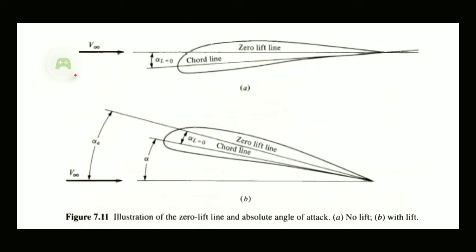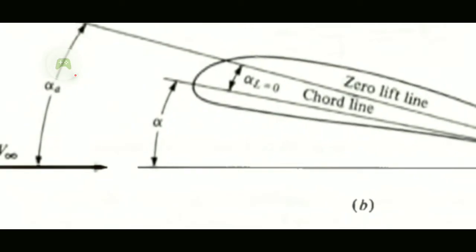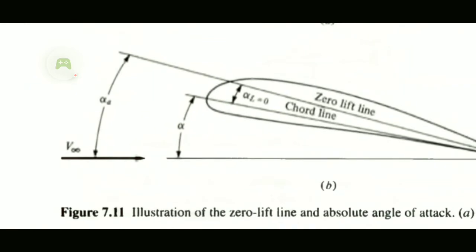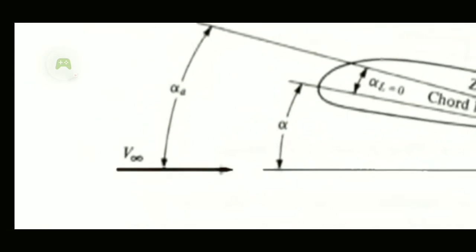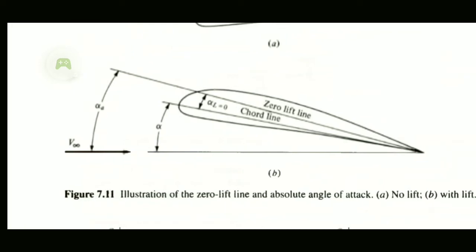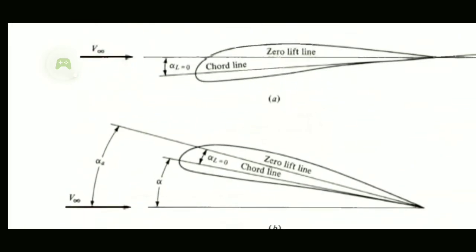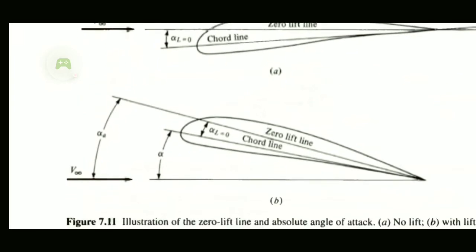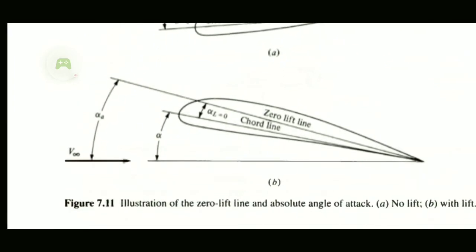So for the same airfoil below, which is now inclined at angle of attack alpha, this angle of attack alpha is the geometric angle of attack, and this alpha A is the absolute angle of attack, which we are discussing over here. So what is happening in the B section is that in the first part, the airfoil is oriented in such a way that there is no lift, and now the orientation is increased at a geometric angle of attack alpha, which will create some lift.